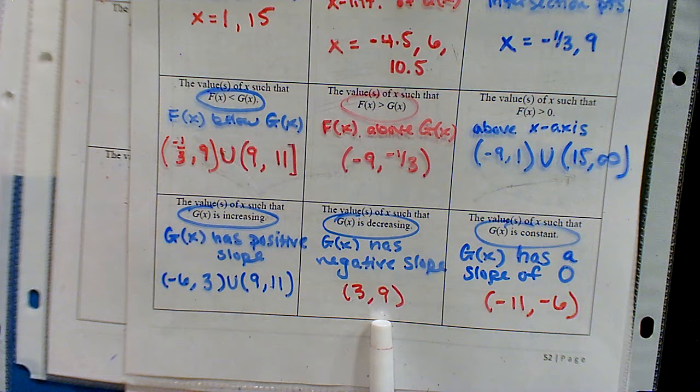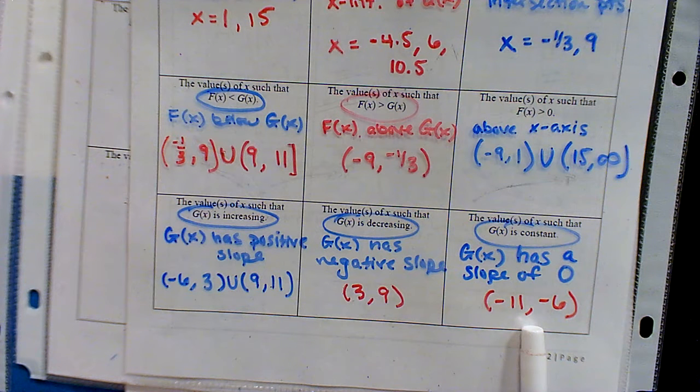3 and 9 sound good for decreasing? Remember, we're looking at the solid graph. And then what about negative 11 to negative 6 for constant? All right, we hanging in there? So far, so good? Okay.